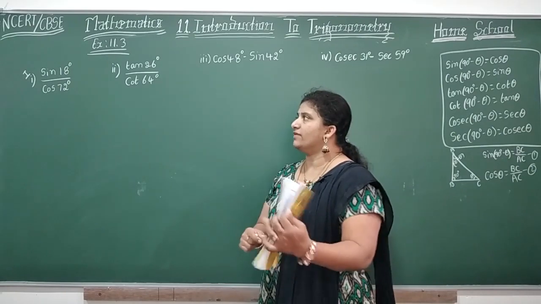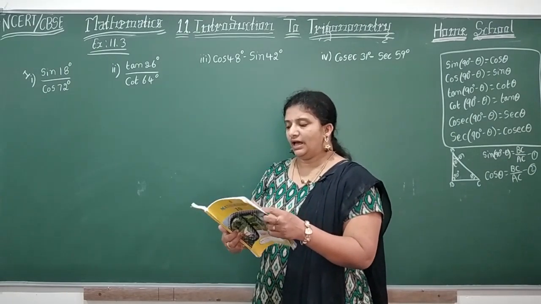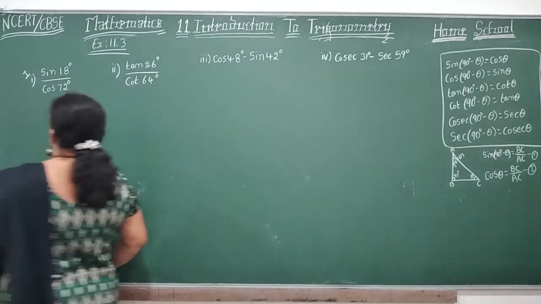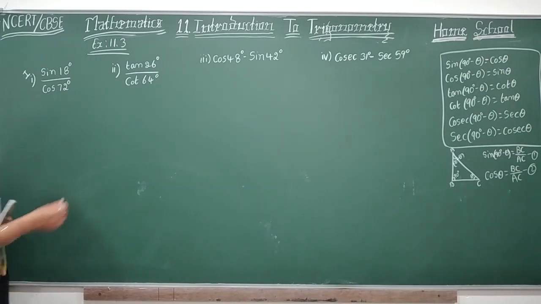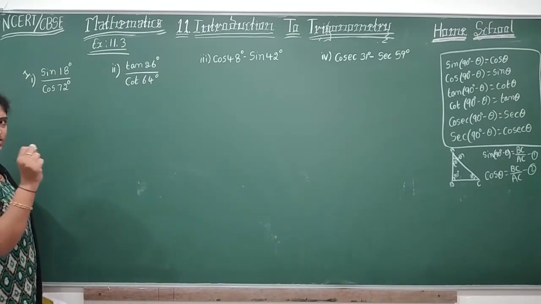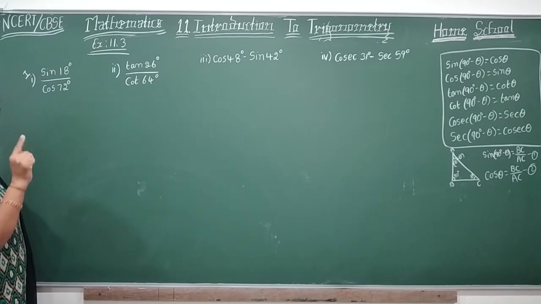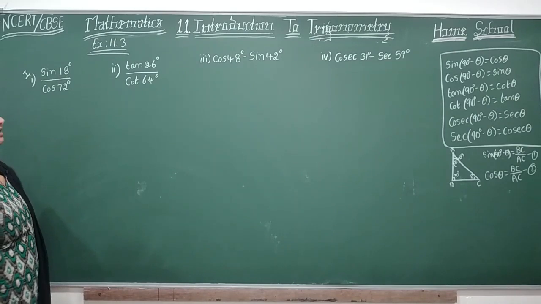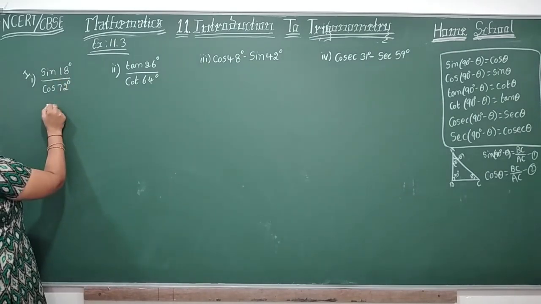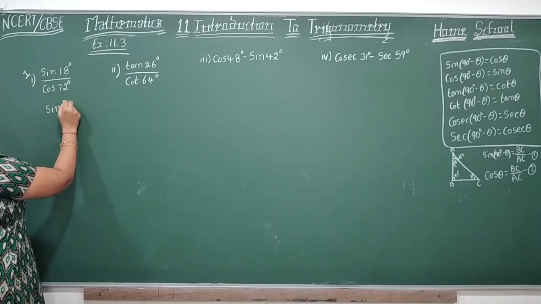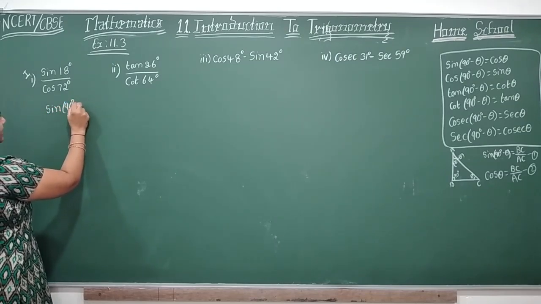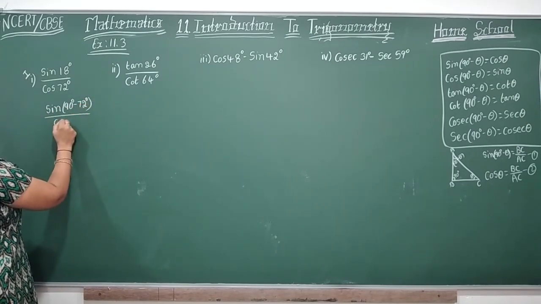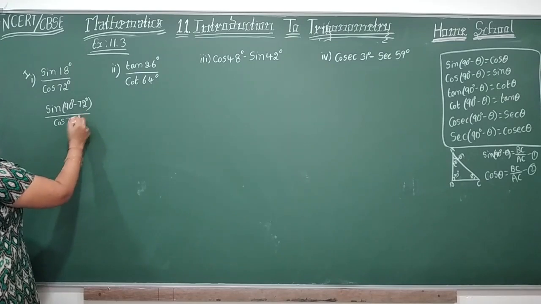Here, what is your first problem, children? What's your first main heading? Evaluate. So how to evaluate this one? What is your question here? First sub question: sin 18 degrees by cos 72 degrees. I will rewrite here, children. Look carefully. Sin of 90 degrees minus 72 by, I won't change the denominator, cos 72.